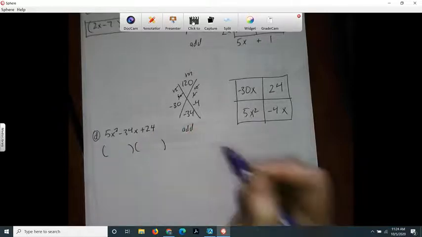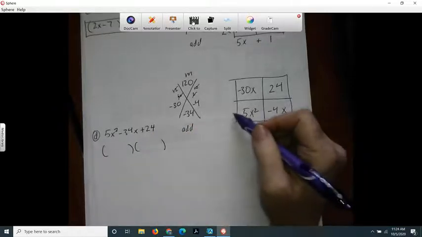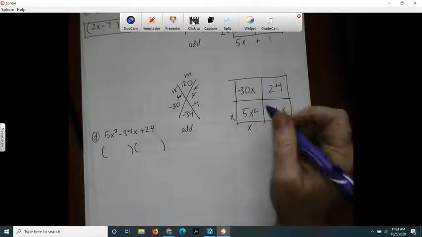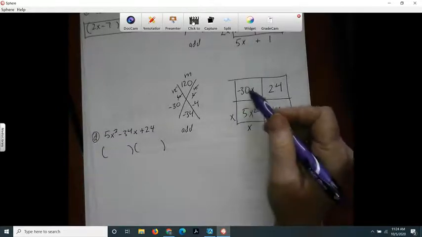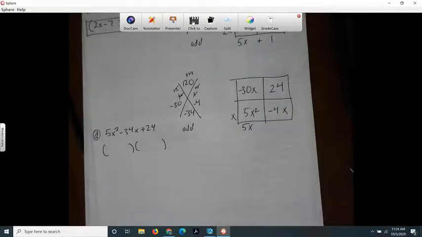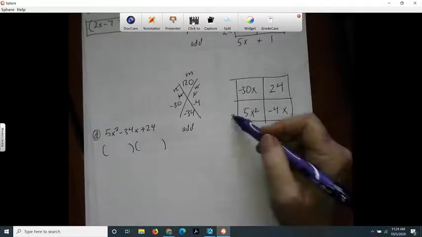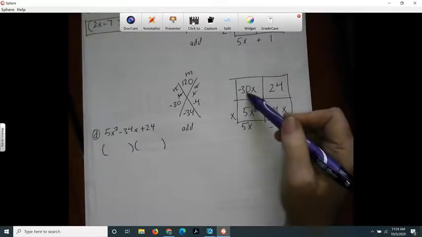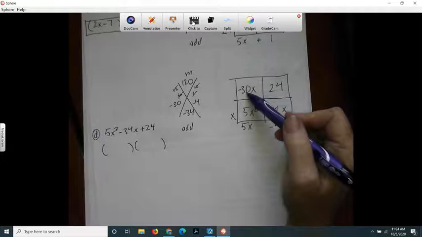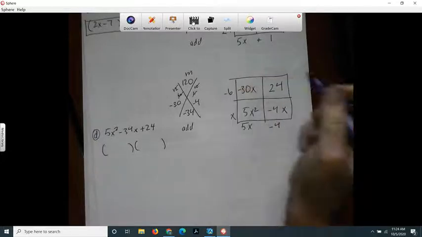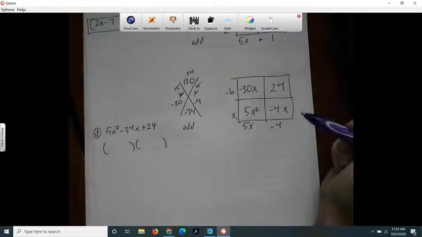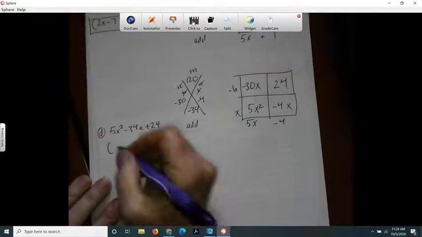So I know I'm going to have x times x equals x squared. My 5, I want to put it down here because it goes into 30, if that makes any sense. And then x times -4 is -4x, and 5x times -6. And then I just look right here and make sure these also multiply. And so I've got x minus 6 and 5x minus 4.